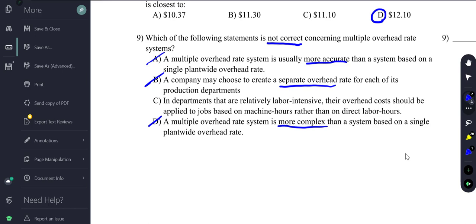It says here, in departments that are relatively labor intensive, their overall cost should be applied to jobs based on machine hours. That's not correct. When we were talking about this topic, if they're labor intensive, they're going to use direct labor hours. So this is the incorrect item in that question.